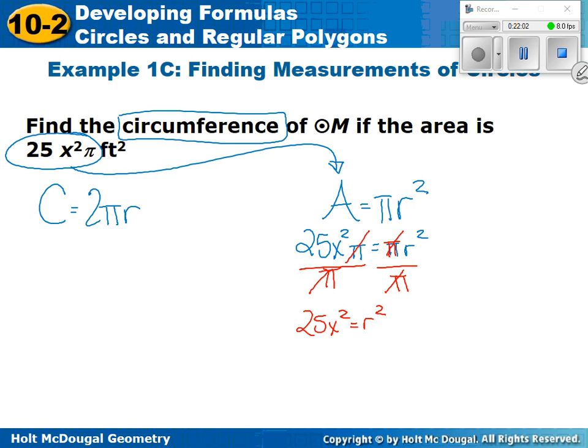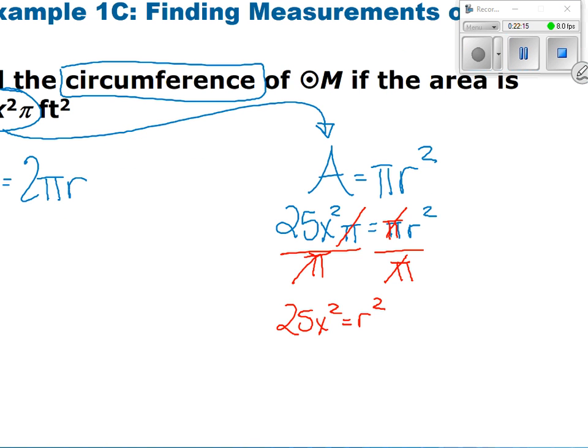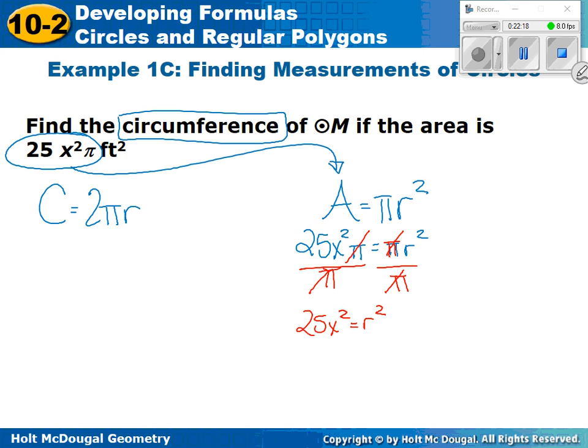There are 2 variables, but you're trying to find what for your problem? Circumference, which means you don't need x, you need r. Okay, so we're not trying to solve for x, we're trying to solve for r. So what do I do to solve for r? Square root. Be careful. When you do that, you're taking the square root of 25 and the square root of x squared. What's the square root of 25? And what's the square root of x squared? X. Okay, so the radius is 5x.